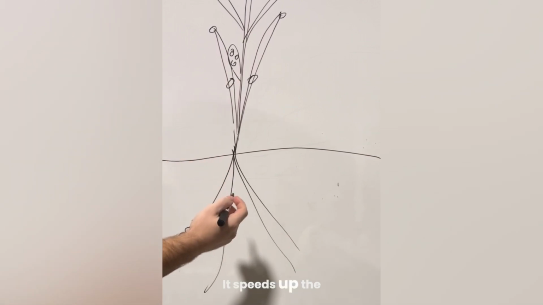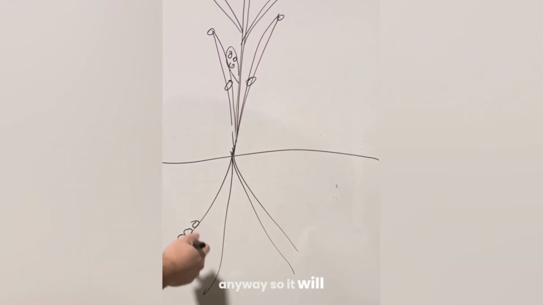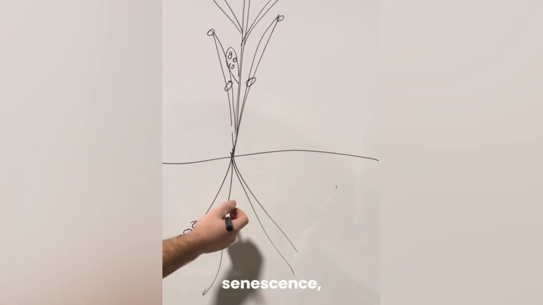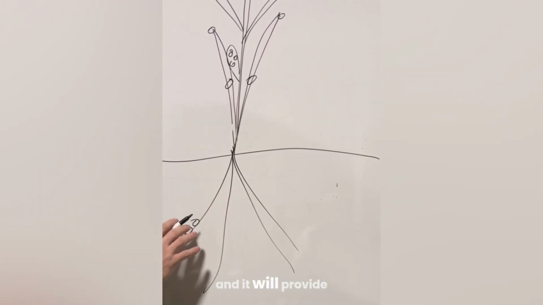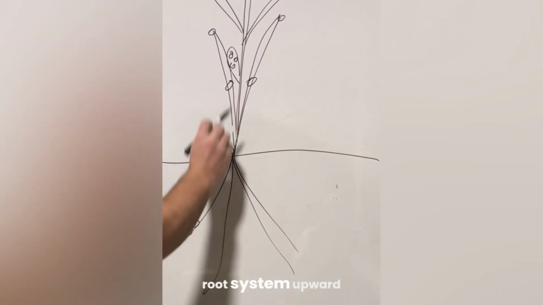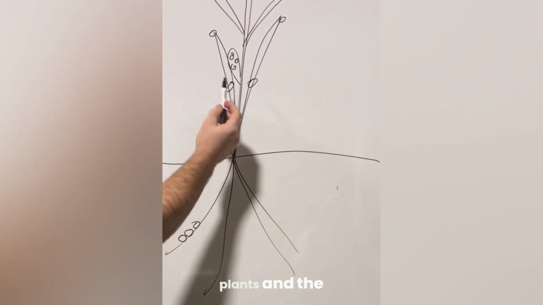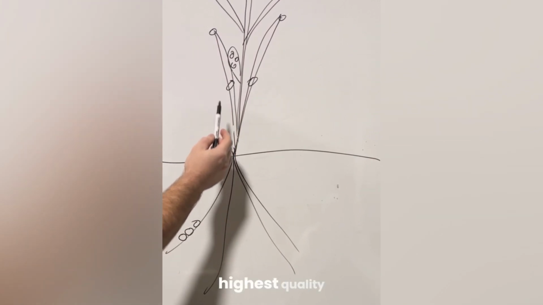So think about boron as putting pressure on sugar movement. It speeds up the sugar movement that the plant would do naturally anyway. So it will speed up maturity, it will speed up senescence, and it will provide pressure to move nutrients, particularly calcium, from the root system upward to the farthest most tips of the plant, and give us the healthiest plants and the highest quality fruit and the highest quality seeds.